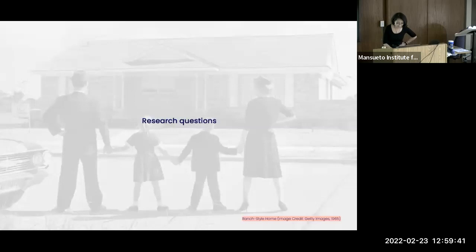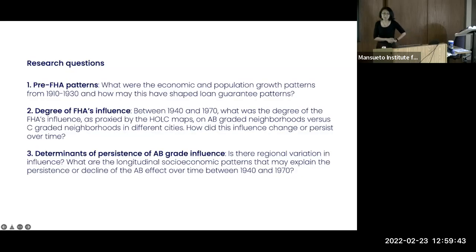So in terms of my research questions, the study is a descriptive analysis that tries to paint a clearer picture of outcomes and their possible mechanisms. I have three questions. The first, in terms of the landscape of housing stratification before the FHA's intervention: what were the economic and population patterns from 1910 to 1930, and how may this have shaped FHA loan guarantee patterns?